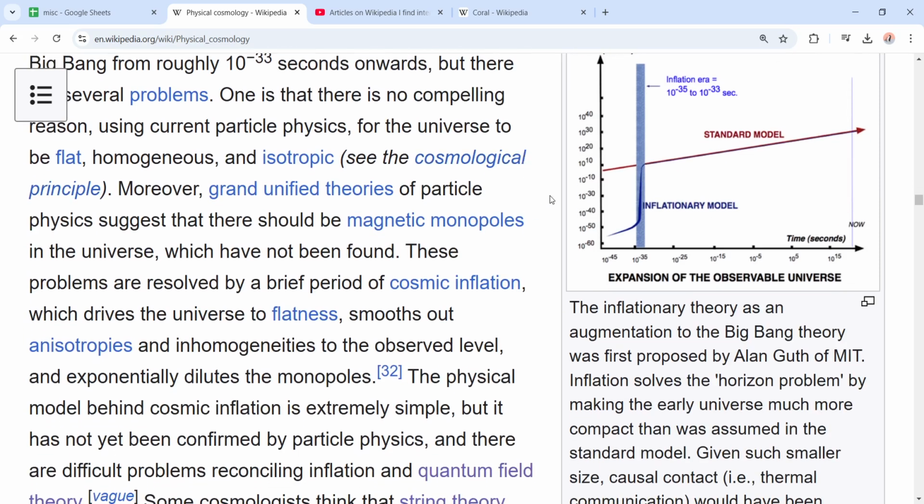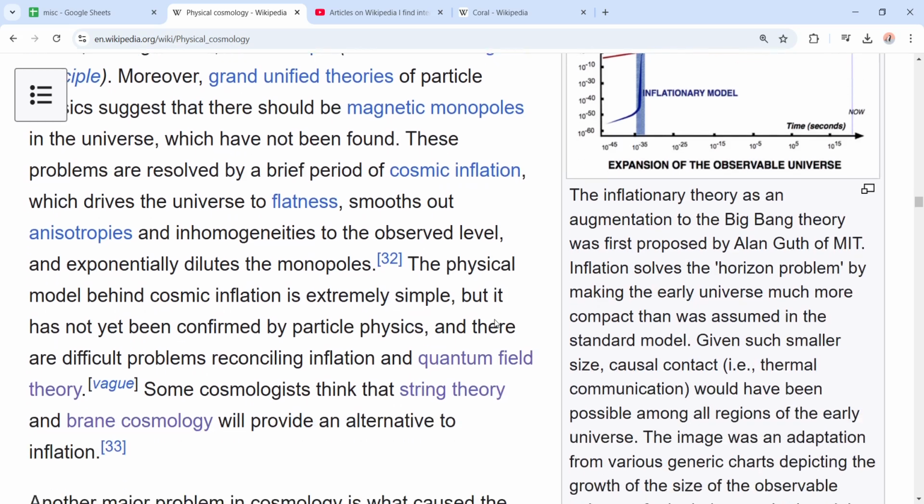Moreover, grand unified theories of particle physics suggest that there should be magnetic monopoles in the universe, which have not been found. These problems are resolved by a brief period of cosmic inflation, which drives the universe to flatness, smooths out anisotropies and inhomogeneities to the observed level, and exponentially dilutes the monopoles.